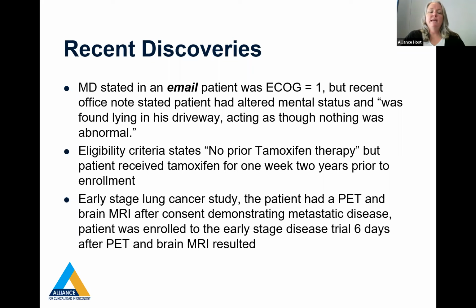And then here, the early stage lung cancer study, the patient had a PET and brain MR, but after consent, they had an MRI that demonstrated metastatic disease, and the patient was enrolled to the early stage disease trial 6 days after the PET and brain MRI. So it's really important that you're going back, reevaluating the eligibility. So you determined they were eligible, they got consent, but then they needed something to finish up eligibility or registration, and something's changed. So making sure that you go back in and check that.